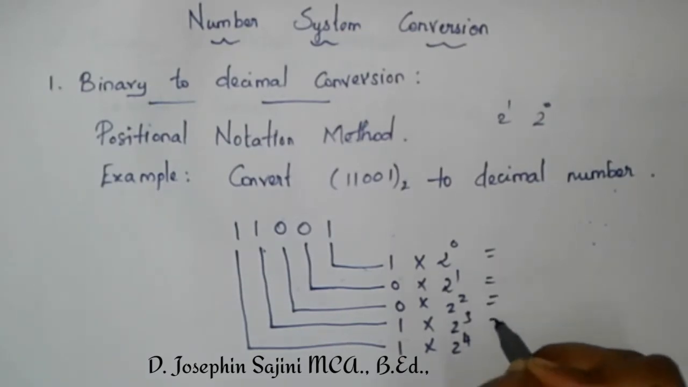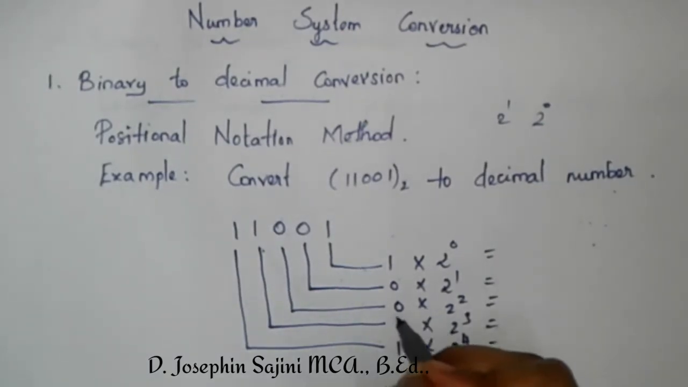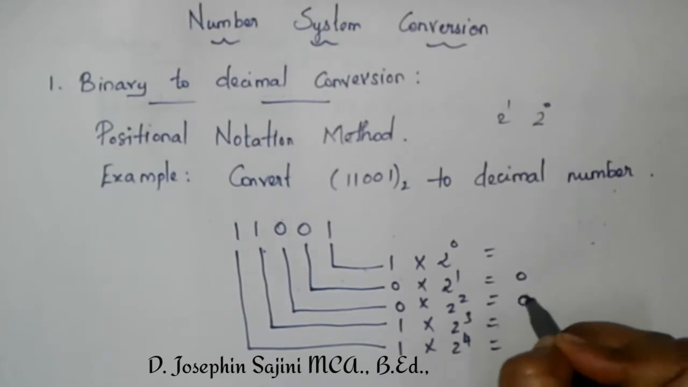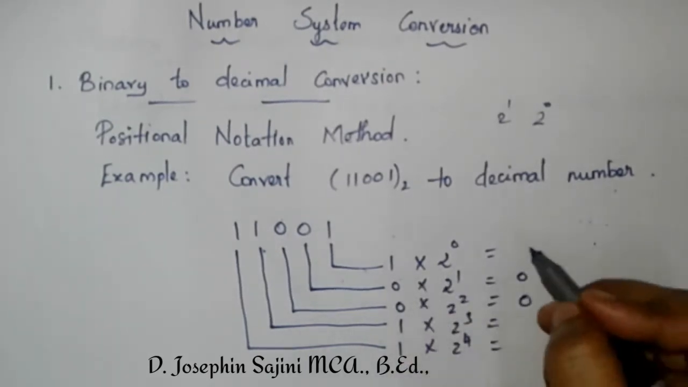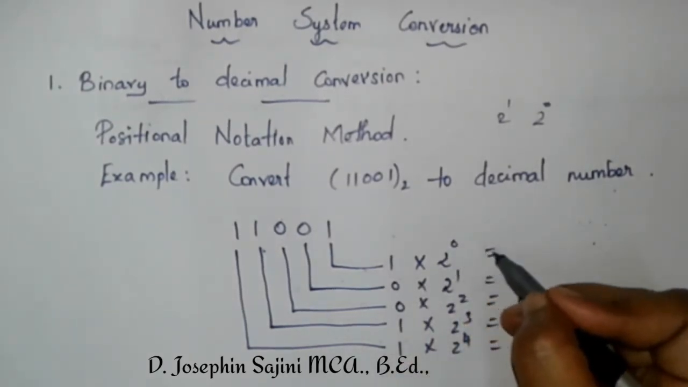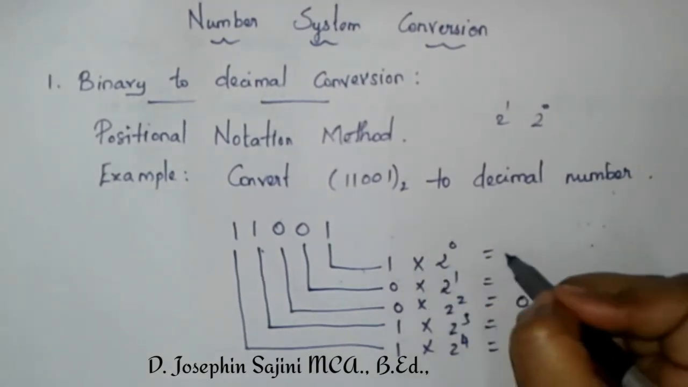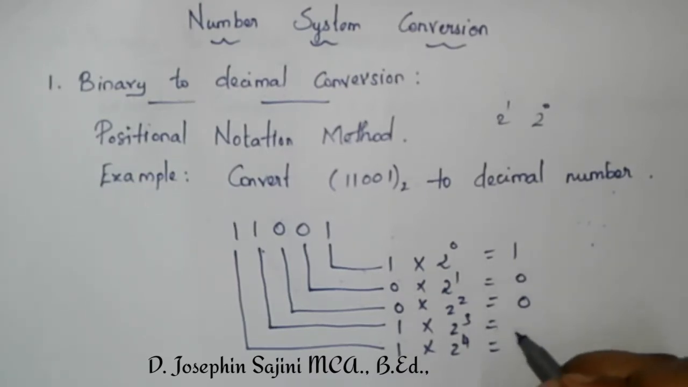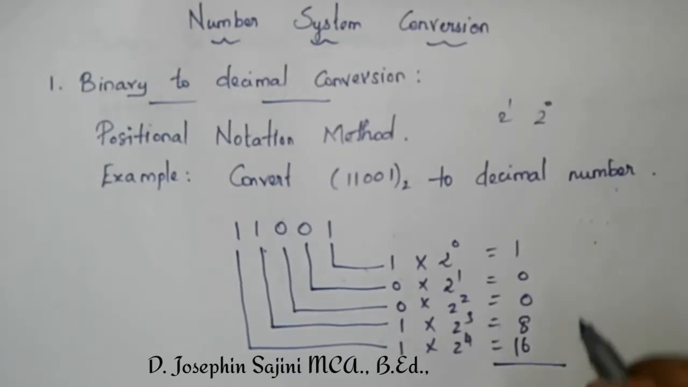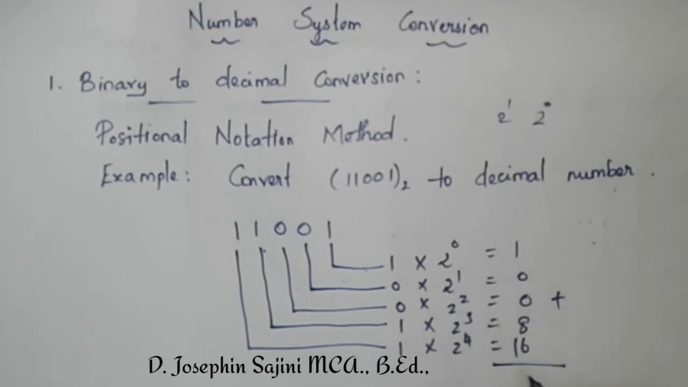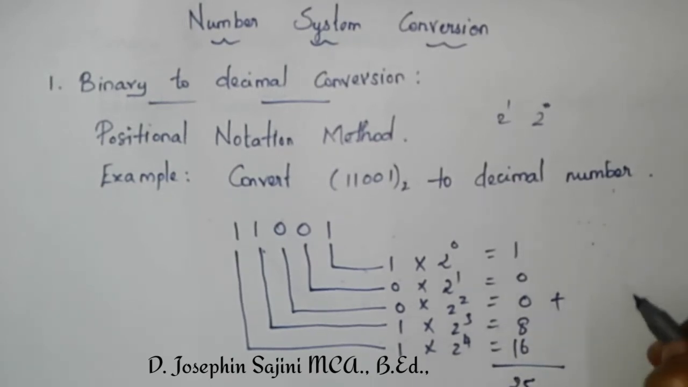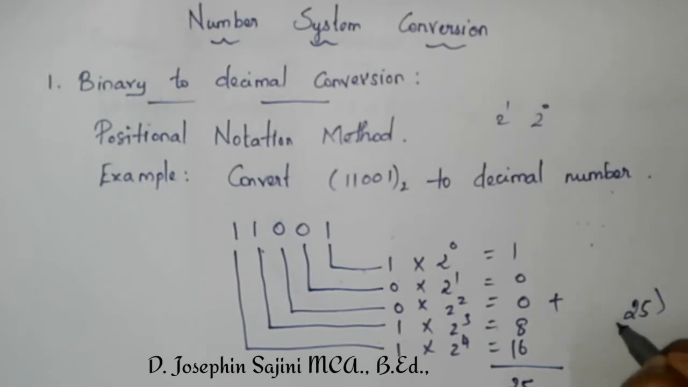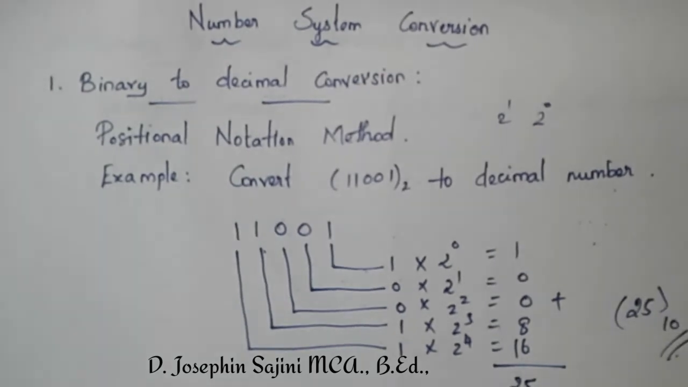First you calculate the multiplication by 0 value, so you just put 0 here. Then you calculate the other values. So 2 power 0, any number raised to 0 is equal to 1. 1 into 1 equal to 1. 2 power 3 equal to 8, here 16. So we want to add everything. So the answer will be 25. So the answer is 25 to the base 10.